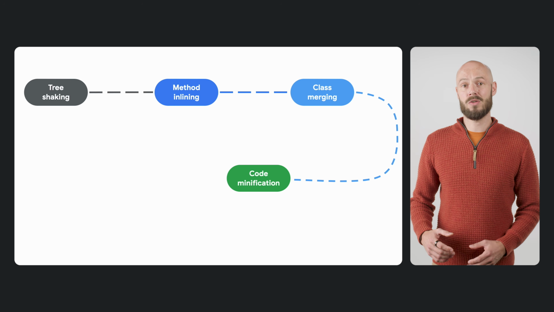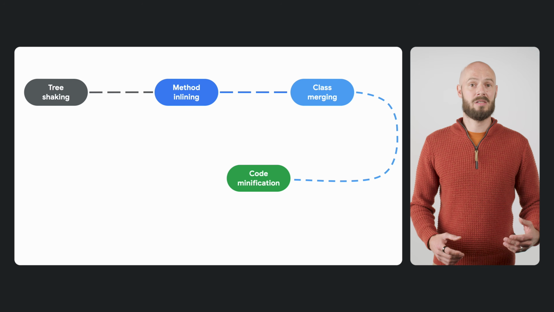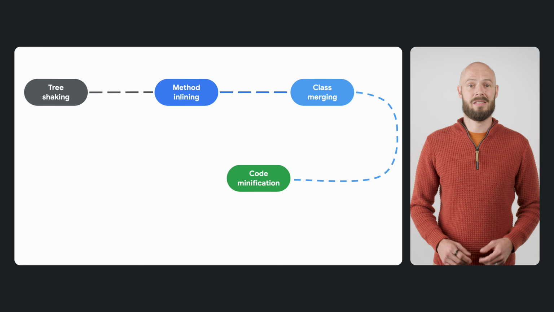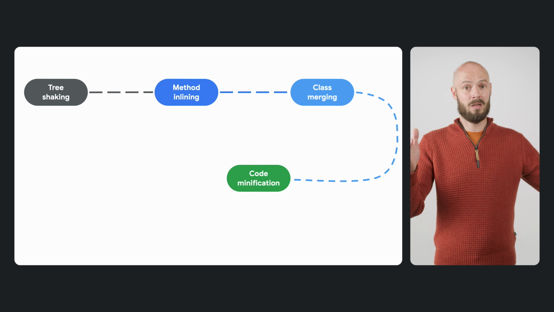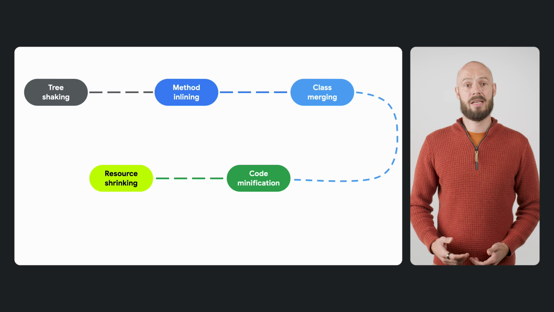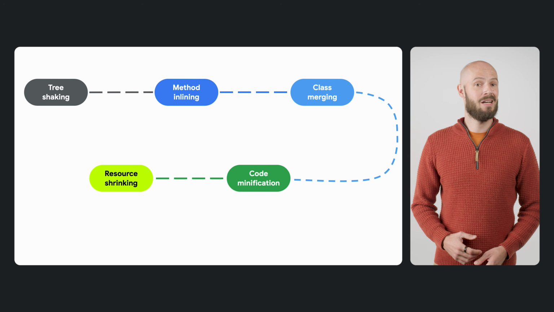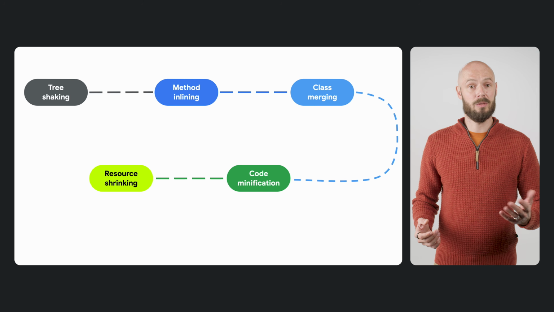And R8 can also minify an app. Here, names of classes, fields, and methods are changed to shorter and meaningless names. So instead of my data model, you might end up with a class called A. R8 also takes care of resource shrinking. In this phase, it can further reduce an app size by removing unused resources such as XML files and drawables.